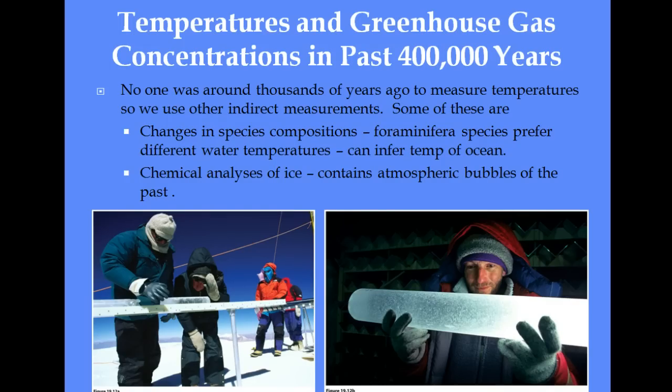O16 is considered light, and heavy oxygen would be O18. So if you look at the change in percentage of heavy oxygen in the different layers of the ice core, you can basically estimate temperatures from even hundreds of thousands of years ago, which is really cool.